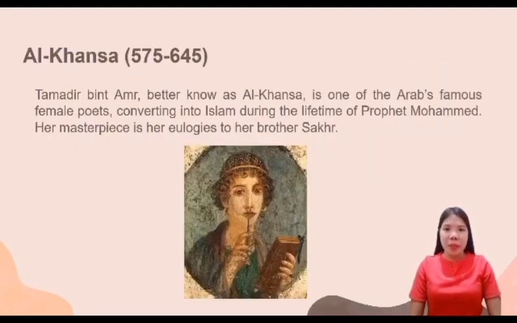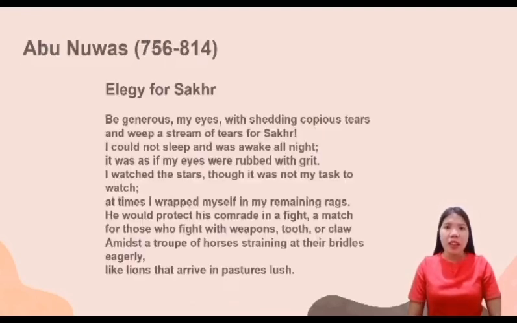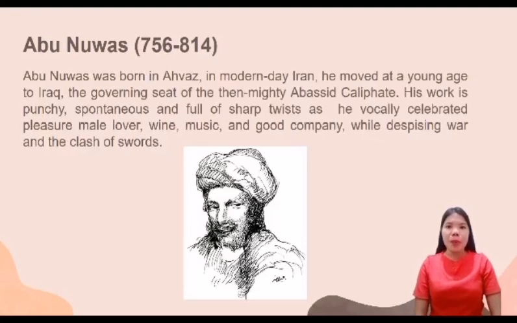Tamadir bint Amir, better known as Al-Khansa, is one of the Arabs' famous female poets, converting to Islam during the lifetime of Prophet Muhammad. Her masterpiece is her eulogies to her brother Sakhr. Her brother Sakhr was a tribal chief who was severely wounded and later died after a raid against the rival Bani Asad tribe.